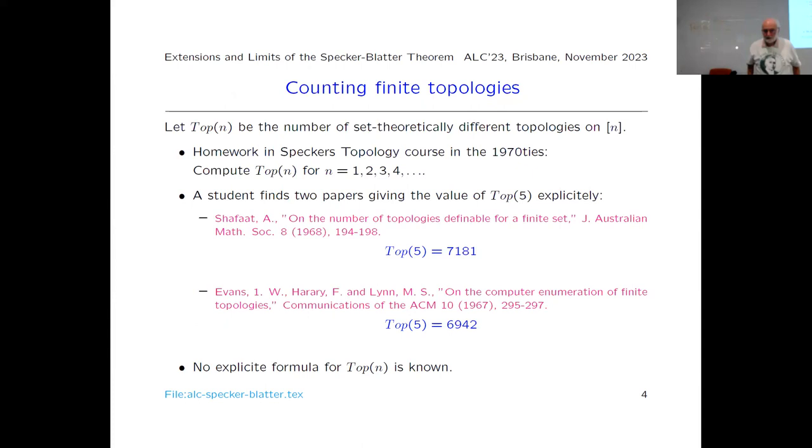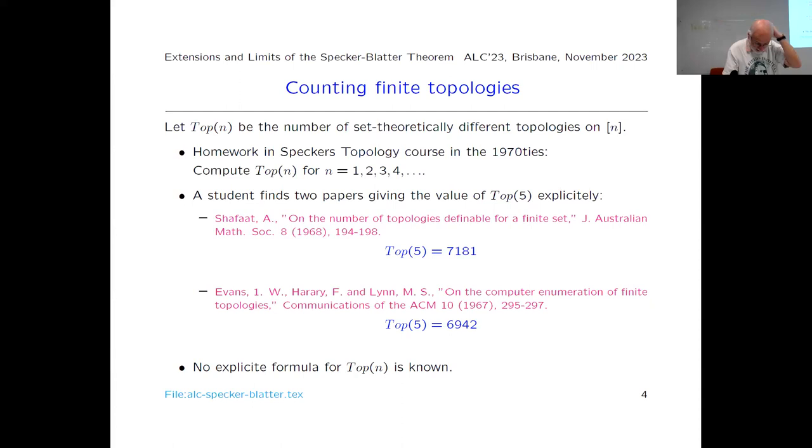that in a topology course in the 70s, he asked people to count finite topologies on one-element sets, on two-element sets, on three-element sets, on four-element sets by hand. And then he also asked, what about on five-element sets? And one of the students went to the library.